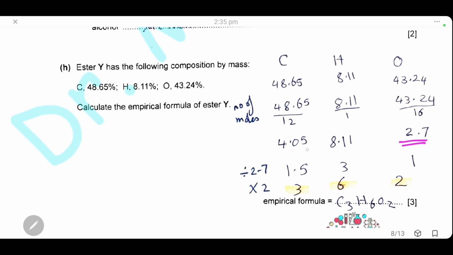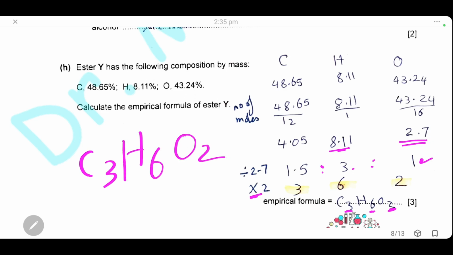Dividing 4.05 by 2.7, we will get 1.5. Then dividing 8.11 by 2.7, we will get 3. And here, of course, we will get 1. Then we have to make this ratio a whole number ratio. So we will multiply by 2 to get rid of this decimal. So 1.5 by 2 is 3, 3 by 2 is 6, and 1 by 2 is 2. So the number of carbon atoms would be 3, hydrogen 6, oxygen 2, and the empirical formula will be C3H6O2.